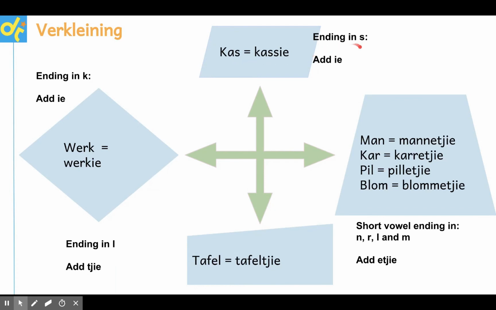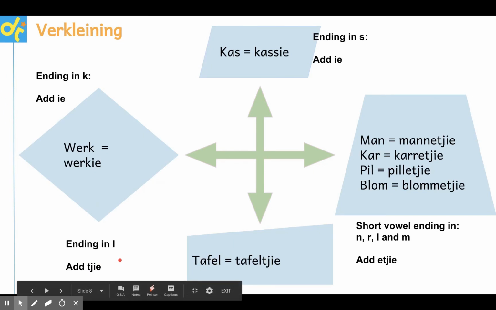Kas, kassie, ending in S, add an IE. Remember, kas is double S-I-E there because of the short vowel. Ending in K, add an IE. Werkie. You can see werk has got two consonants. We don't want to add another consonant. There's already two consonants. Just add your IE.